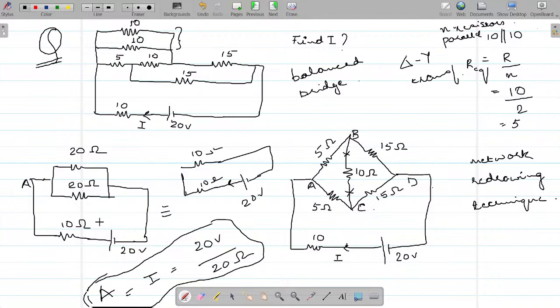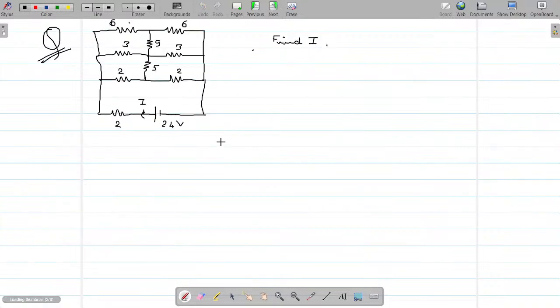Okay. Can I move to the next question? Try attempting this question and tell me. Observe the question and tell me how to solve this question. The question asks you I, the I is here. Everything else is given to you in the network. How would you approach the question?